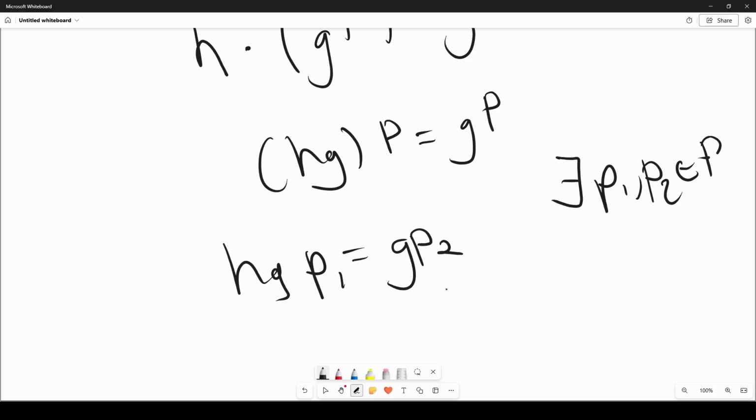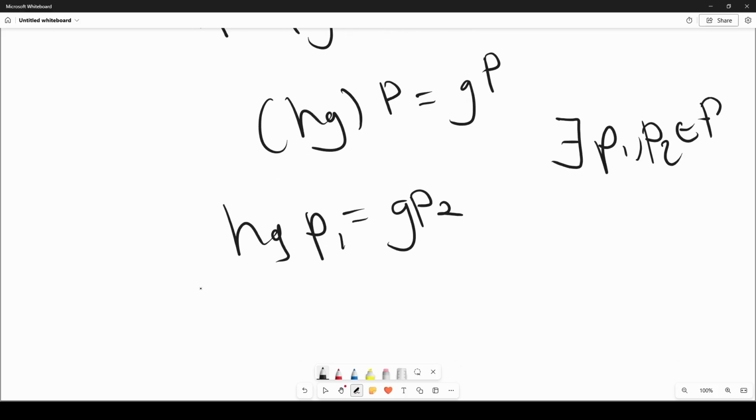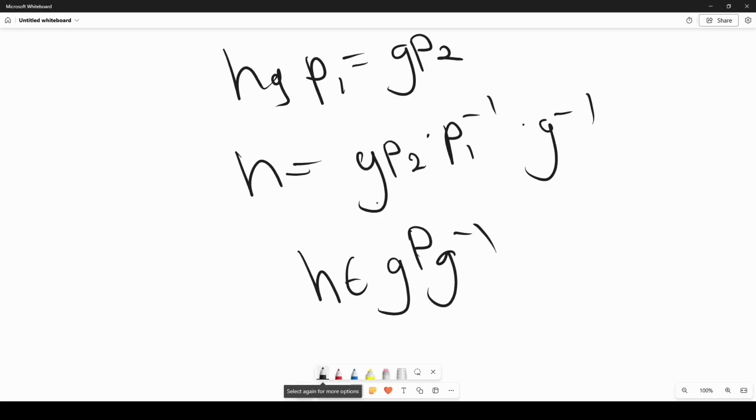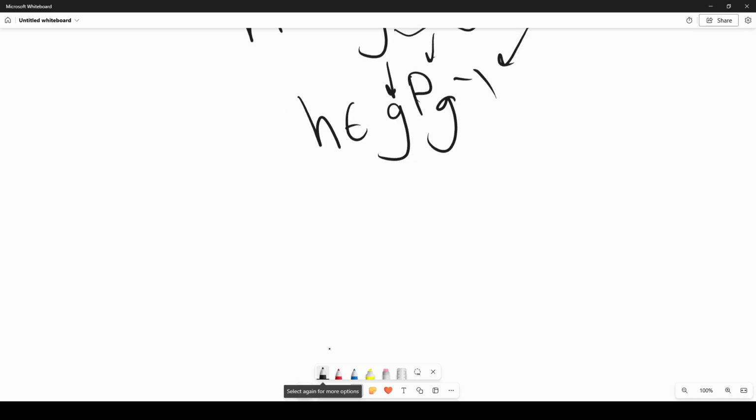And now finally, I can just try to solve for H here. So I get that H equals GP2 times P1 inverse times G inverse. But if you see, this is exactly an element of the set G P G inverse, because I have a G on the left, some element of P here, and this is G inverse. So this tells me for all H in Q, H is in GPG inverse, which just implies that Q is a subgroup of GPG inverse.